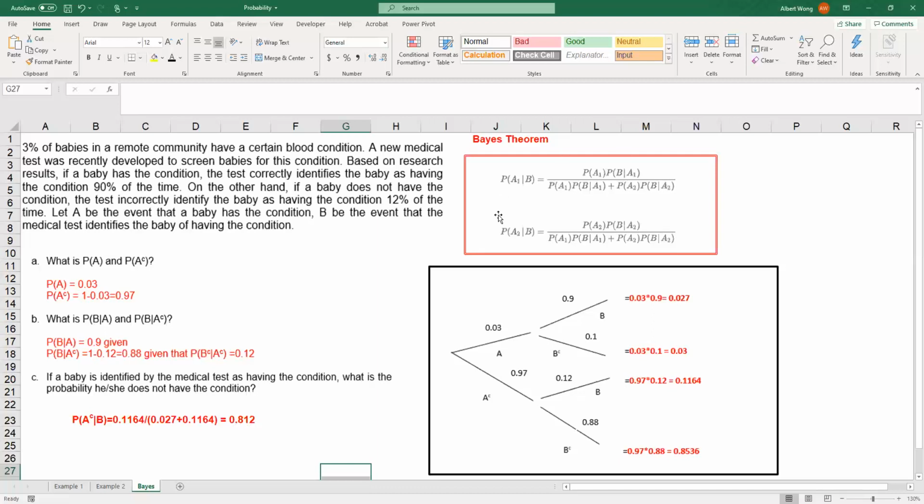So instead of using this complicated formula, you can just use the kind of common sense that we can apply to this probability tree and arrive at the correct probabilities.